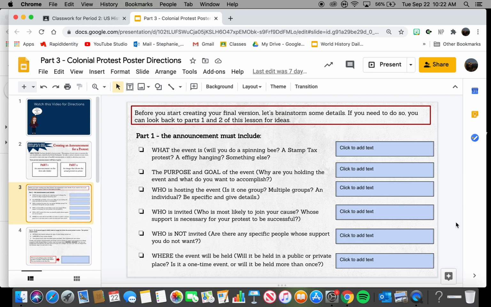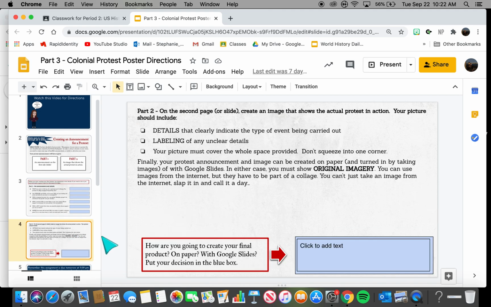Will it be in a public or private place? Is it a one-time event or will it be held more than once? You have events that will happen every week. You have some events that will happen once a year. You will have some that will pop up just randomly. So that's what that means. You're going to fill out this slide and then go to the next. On part 2, the second slide, create an image that shows an actual protest in action.